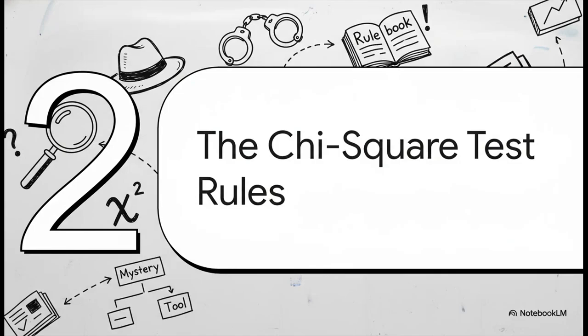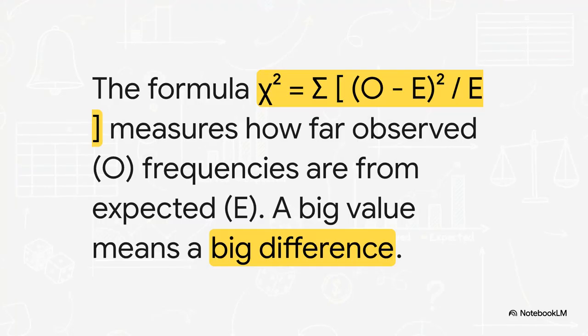So, we've got our mystery. Now, let's open up our toolkit and look at our primary weapon, the chi-square test. And just like any precision tool, there are some rules you've got to follow to use it right. All right, don't let the symbols freak you out. This is the engine that drives our whole investigation.